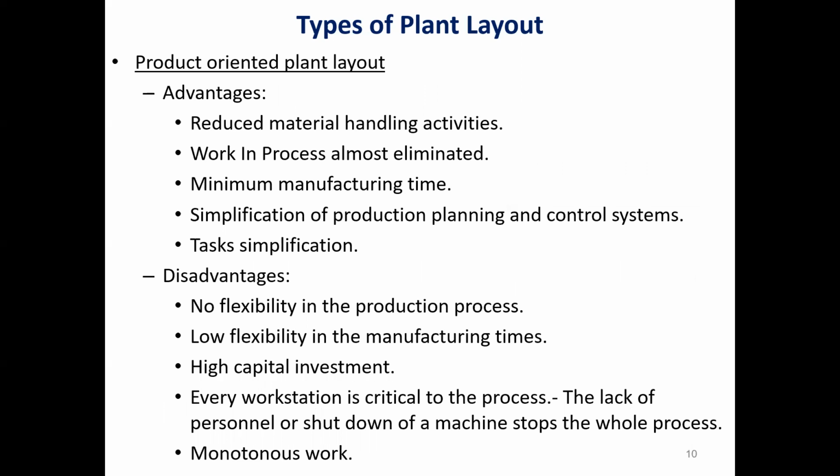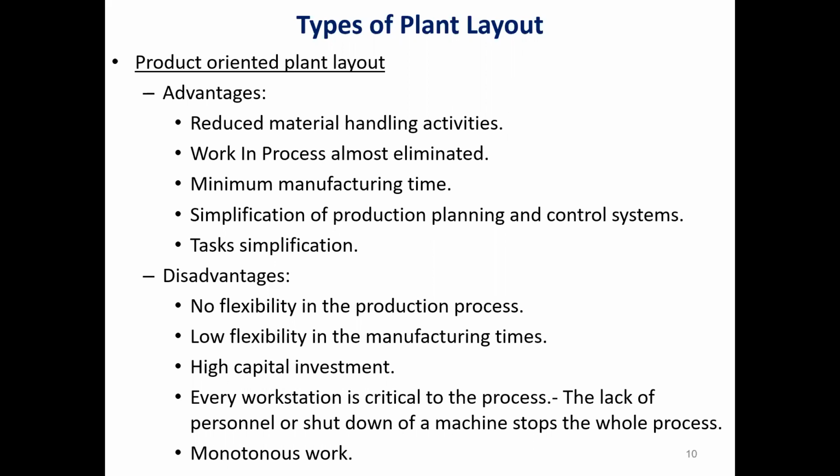Advantages of this product-oriented plant layout are reduced material handling activities, work in process almost eliminated, minimum manufacturing time, simplification of production planning and control systems, and task simplification. And the disadvantages of this product-oriented plant layout are no flexibility in the production process. So all the things are in a particular sequence, and that should be fixed. So no flexibility in the production process, low flexibility in the manufacturing times also. So this raw material is going to change to the intermediate in this time only. So that time is also fixed.